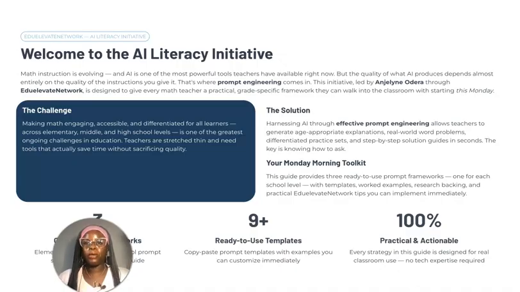So here's the solution. Prompt engineering comes in, and effective prompt engineering is your go-to place. It allows teachers to generate age-appropriate explanations, real-world problems, relatable examples based on the kids and based on the prompt you give, differentiated practice sets, and step-by-step solution guides in seconds. And the key is in knowing how to ask AI to do that for you. This is not the time to use ChatGPT as Google. It is the time to use ChatGPT as a tool that can help you save time in all that you do.